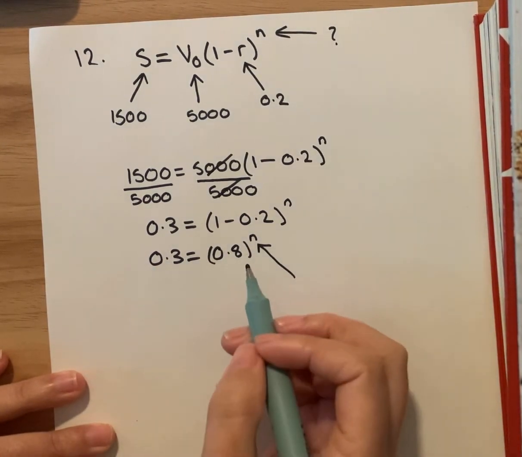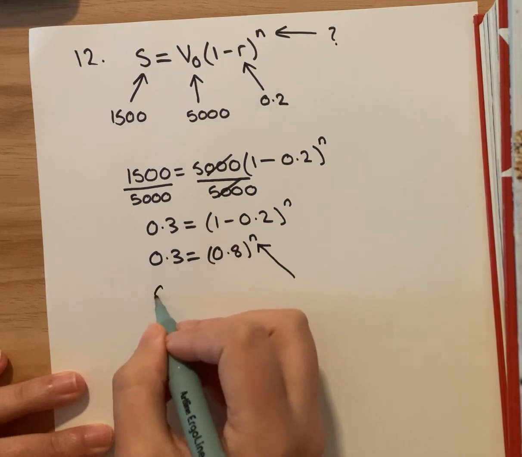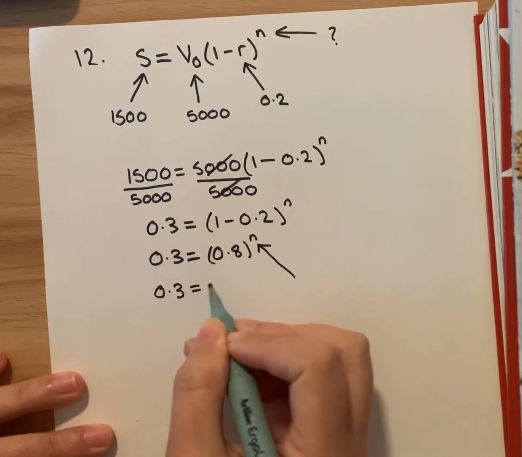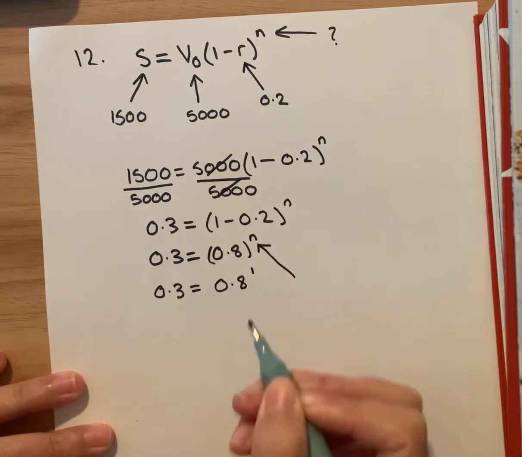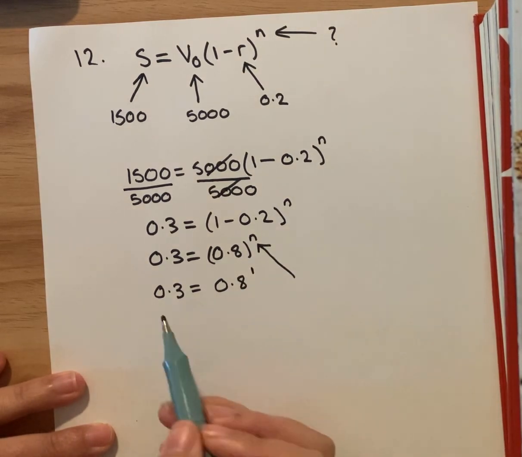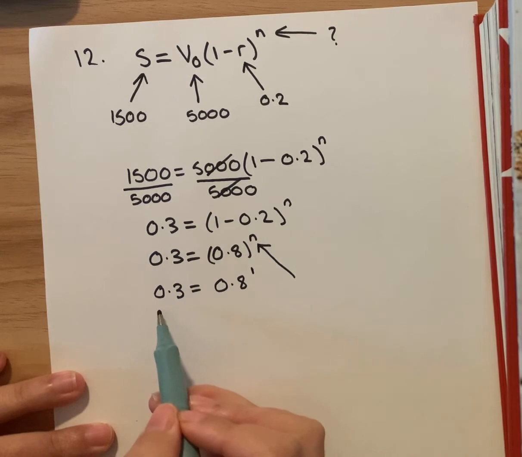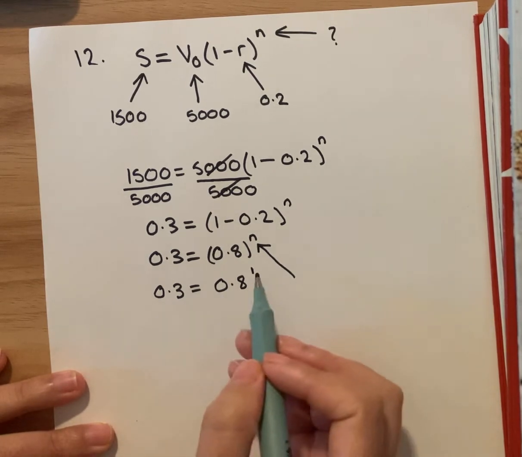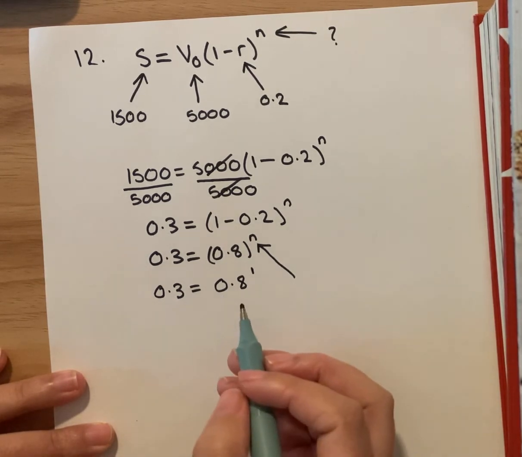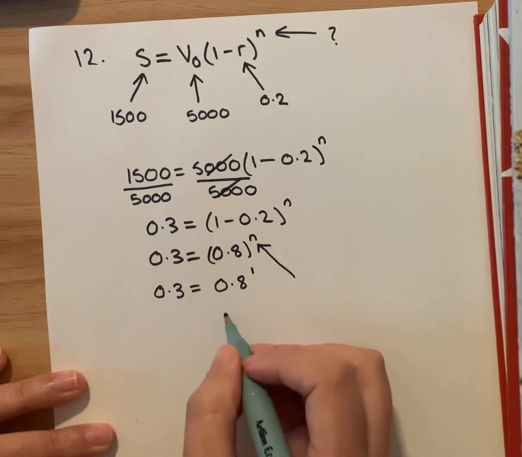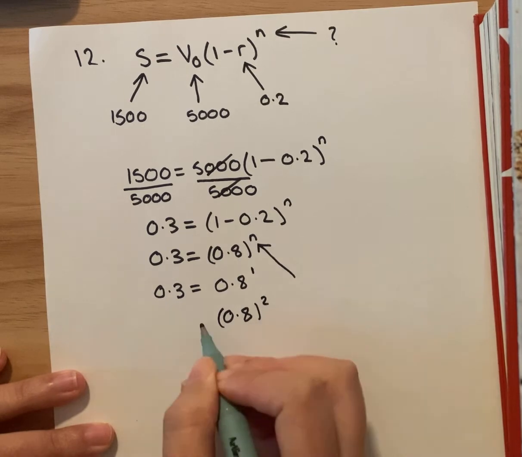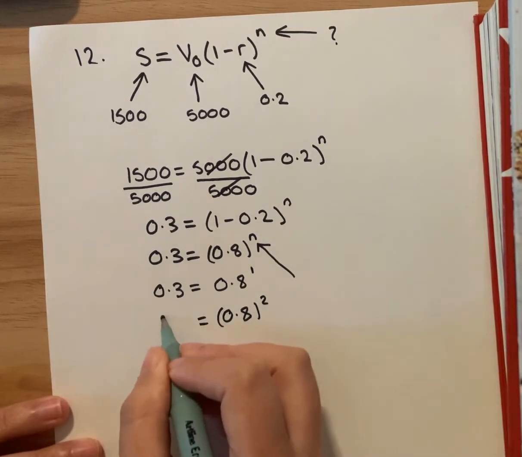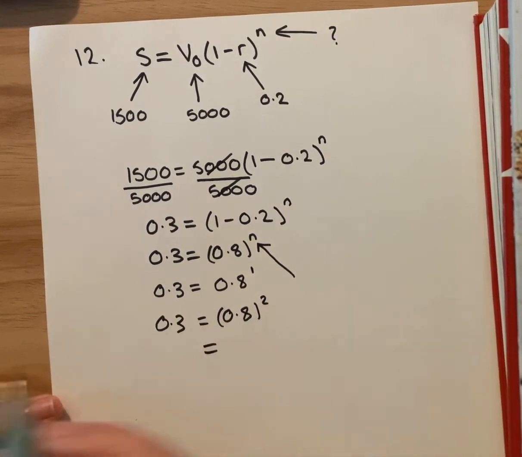So after 1 year, let's see what happens. Is it 0.3? After 1 year, it's 0.8 to the power of 1, so it's just 0.8. Is 0.8 anywhere near 0.3? No. So it's definitely not 1 year. Let's try 2. 0.8 to the power of 2, or 0.8 squared. Is that going to be close to 0.3?